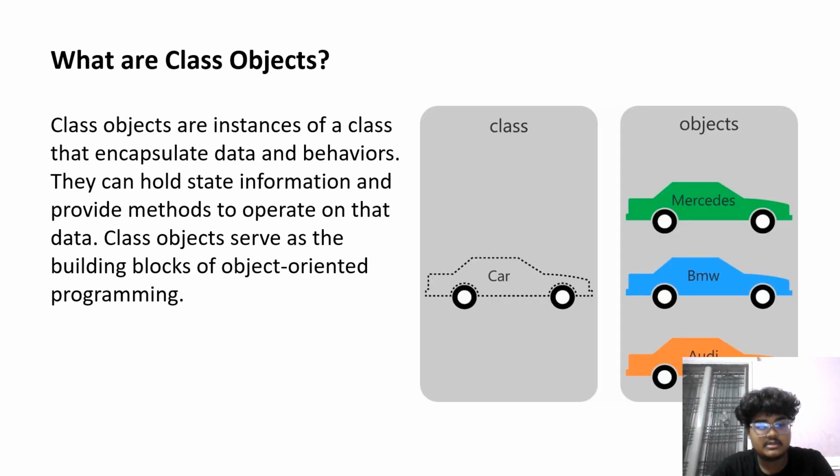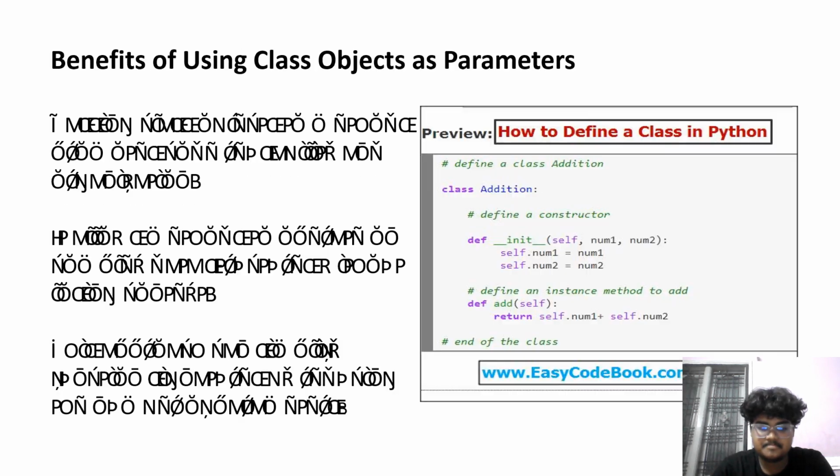What are class objects? Class objects are instances of a class that encapsulate data and behaviors. They hold state information and provide methods to operate on the data. Class objects serve as the building blocks of object-oriented programming. You can understand that from this diagram.